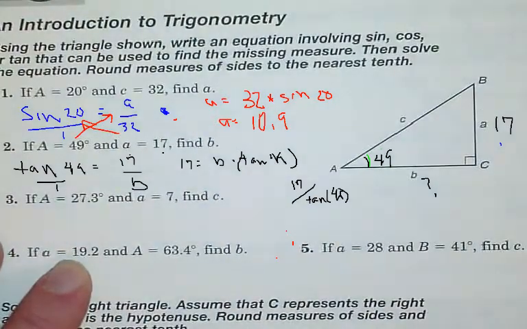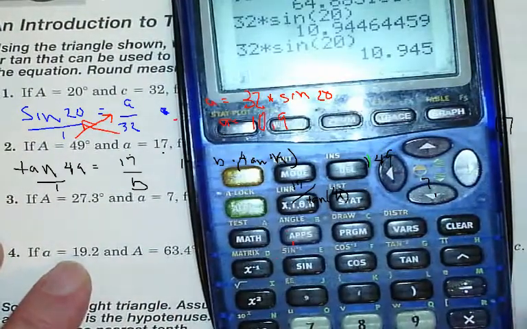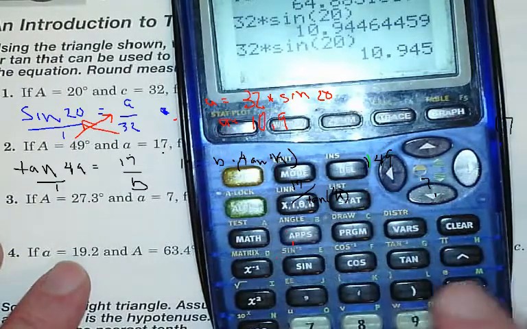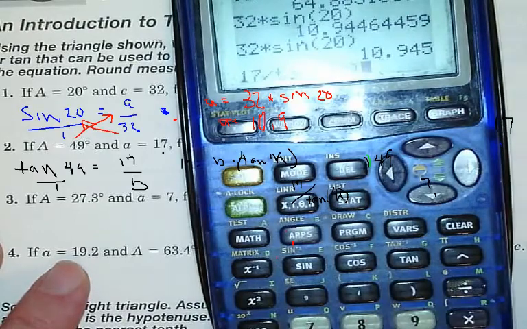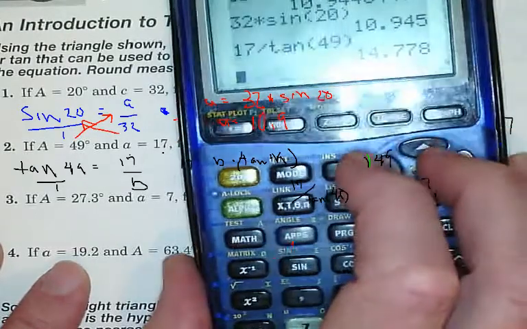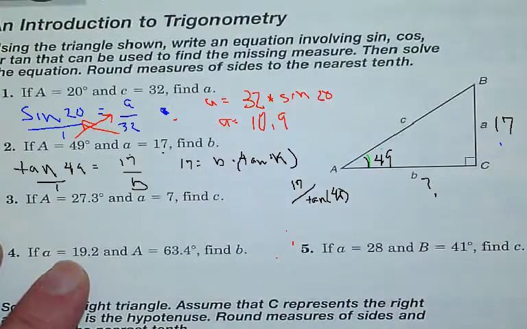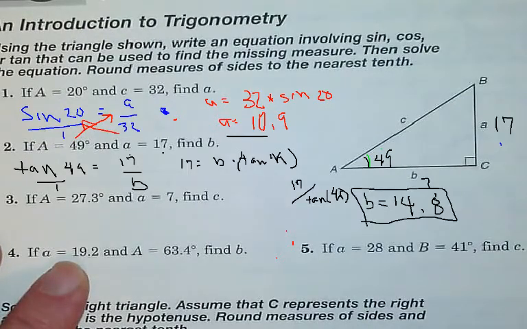So let's do it. I have 17 divided by tangent of 49 degrees. Turns out to be 14.778. So B equals 14.778, and that would round off to be 14.8, right? So we found those two answers.